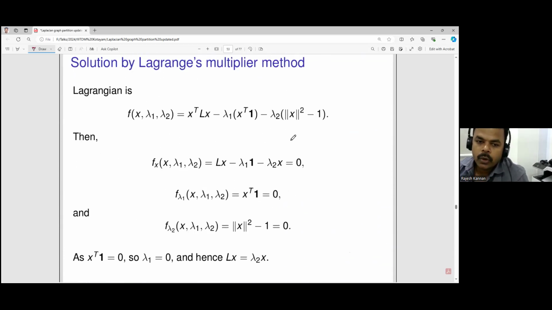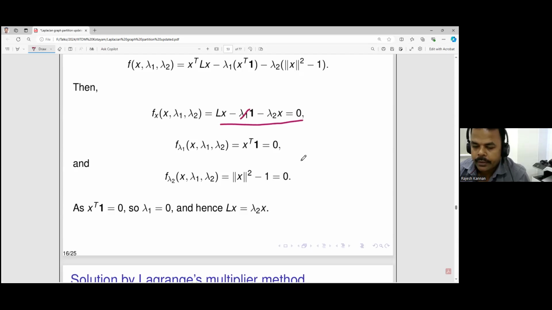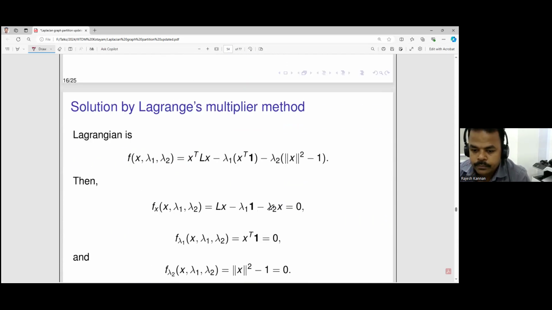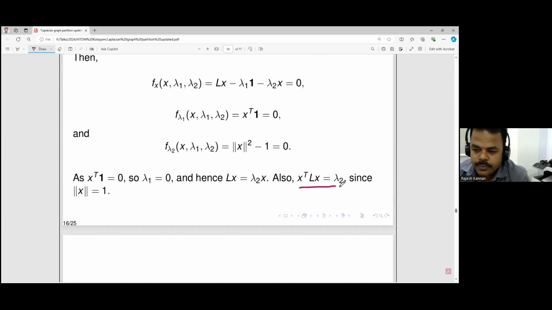So if lambda 1 equal to 0, then what will happen to this equation? Lambda 1 I can strike out. Then I get Lx equal to lambda 2x. Okay. So now let us rewrite our minimization problem in terms of this new expression. Remember, we would like to minimize x transpose Lx. Now Lx became lambda 2x. So x transpose Lx will become lambda 2 into x transpose x. And x transpose Lx should be equal to lambda 2 also.